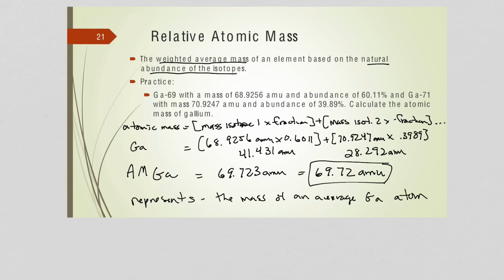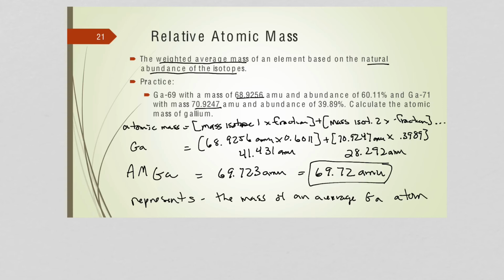Now, one interesting thing about this idea of atomic mass is that there is no actual atom of gallium that has this mass, right? All of the gallium will either have a mass of 68.9256 or a mass of 70.924. But by using this concept of the weighted average, we can have a number that tells us, if we take a huge sample of gallium atoms, an average atom would be represented by a mass of 69.72 AMUs, or atomic mass units.